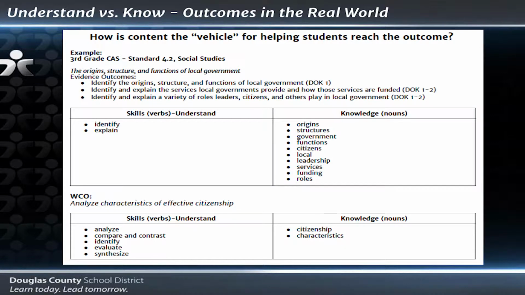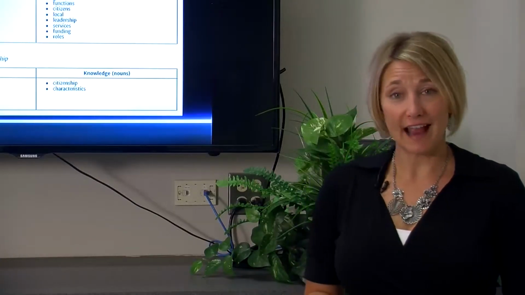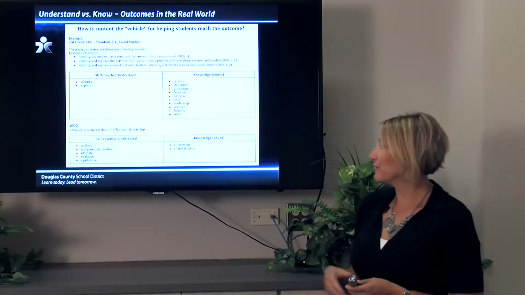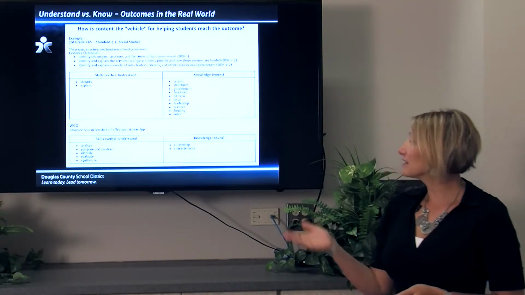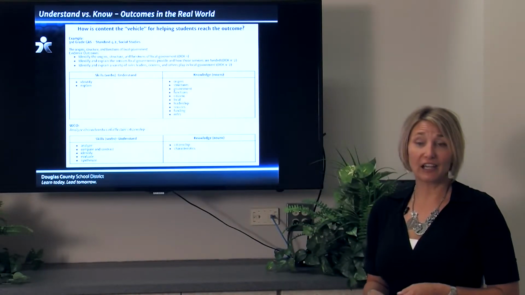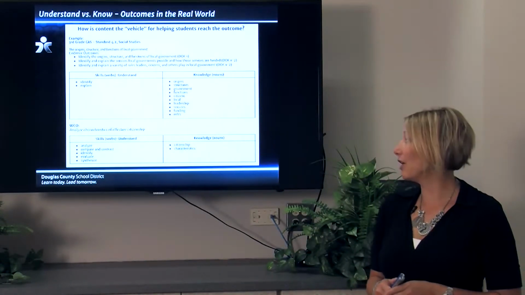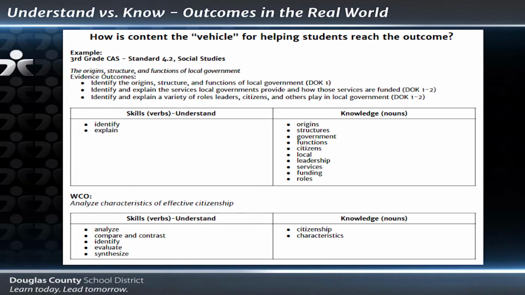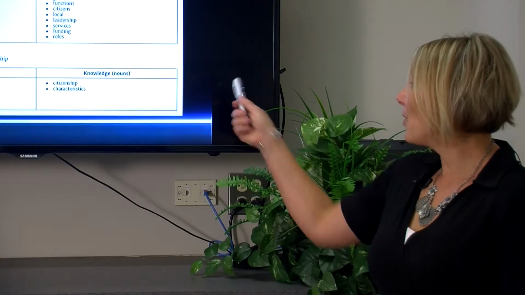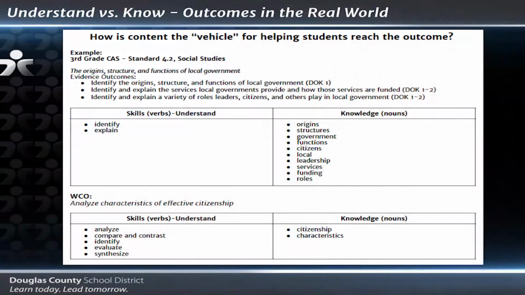When you're looking at this, you'll see that the standards have a very low depth of knowledge. Now, when you compare that to the world-class outcome, and the one that we've chosen for this particular activity is analyze characteristics of effective leadership. The skills or verbs that students would need to understand in order to achieve mastery in this world-class outcome are analyze, but in order to analyze, students also need to be able to compare and contrast, identify, evaluate, and synthesize. Whereas the knowledge that students would need to understand, or the nouns, are citizenship and characteristics.